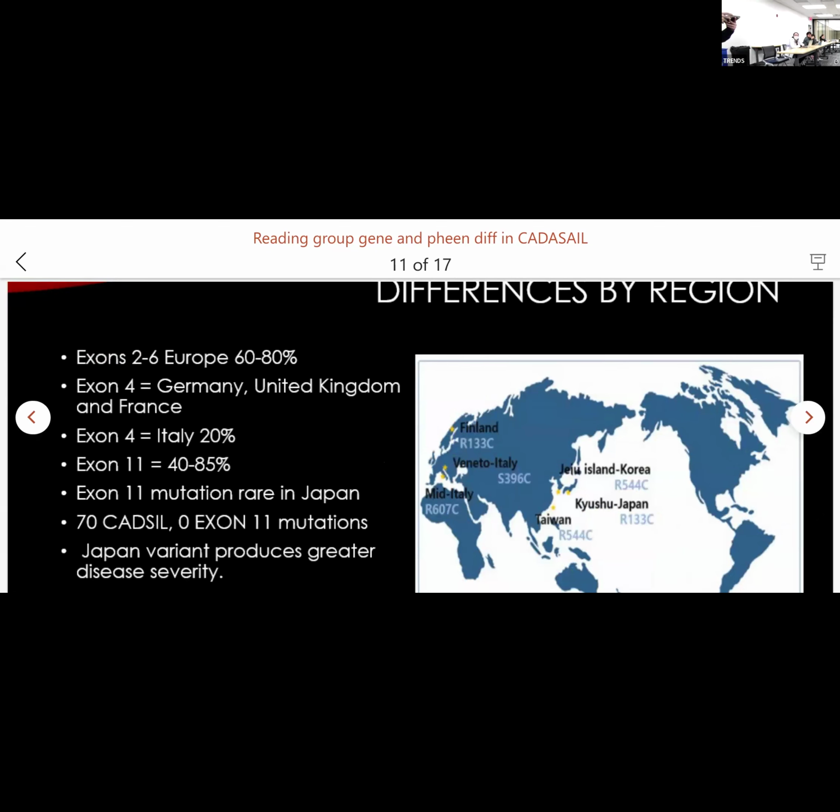Okay, and so this builds to where there is a huge variation in the gene itself by region. I didn't go over Italy, but I think it's kind of superfluous at this point. Exons 2 to 6 are the most common in Europe, associated with 68 and 60 to 80% of the mutations found. So CADASIL in Europe will most likely have a mutation of the NOTCH3 gene on exons 2 to 6. Exon 4 differs a little, slightly different in Germany, the United Kingdom, and France, which if we think about it geographically, is kind of this area.